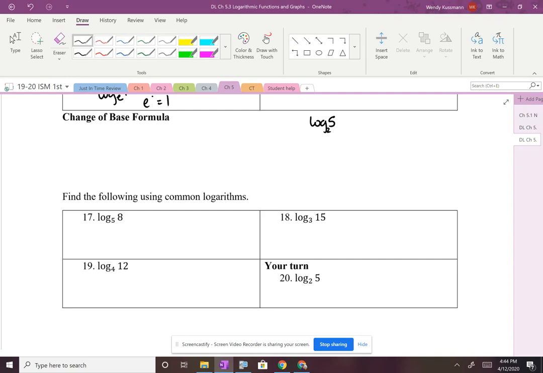So the first thing we've got to know is that your m has to be greater than or equal to 0, and b has to be greater than or equal to 0.